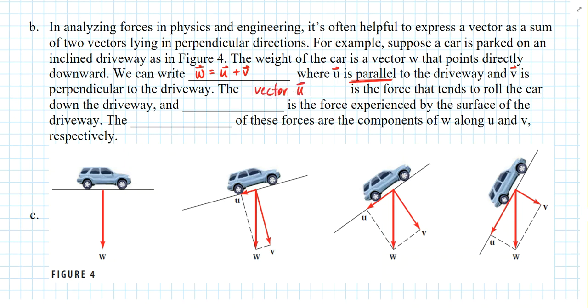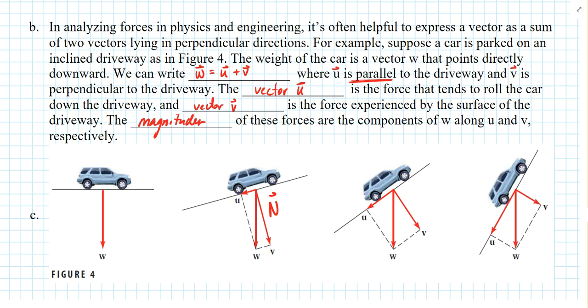So vector u, depending on how steep your driveway is, you can probably imagine that the vector u would be greater the steeper the incline is, because vector u is going to represent the force that would tend the car to roll down the driveway. And vector v, which we often call the normal force, is the force experienced by the surface of the driveway, and that's perpendicular to that surface. The magnitudes of these forces are the components of W along U and V.